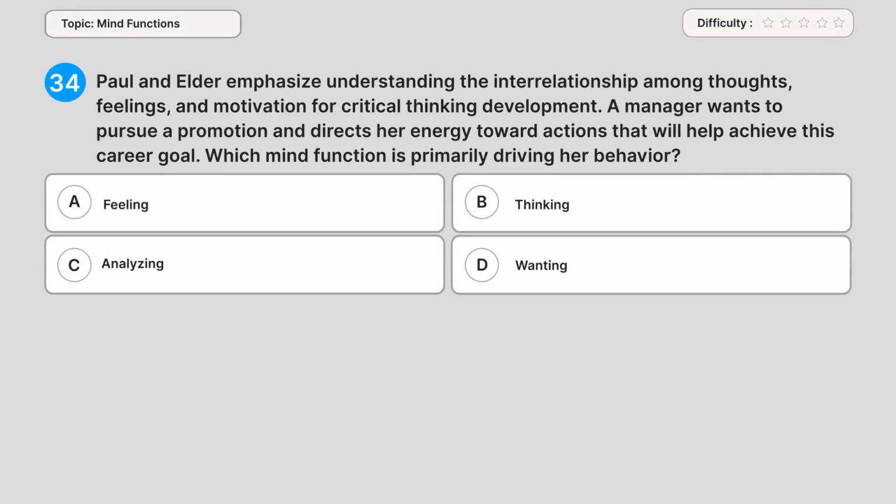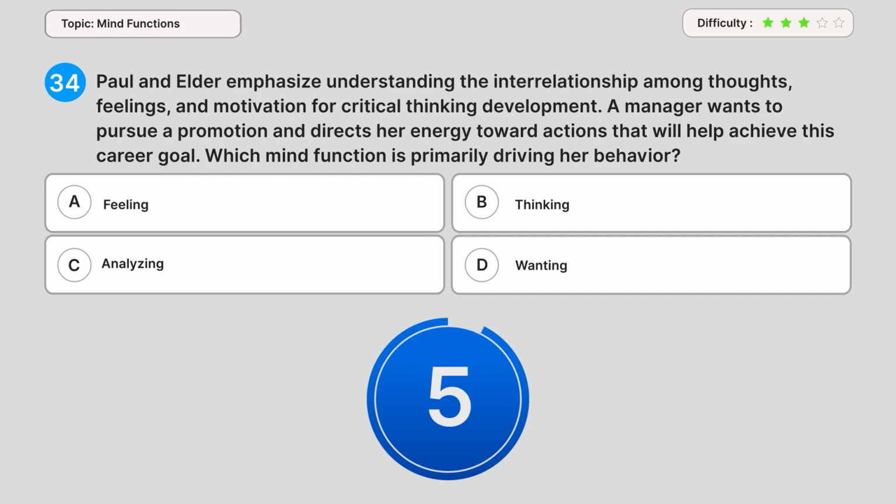34. Paul and Elder emphasize understanding the interrelationship among thoughts, feelings, and motivation for critical thinking development. A manager wants to pursue a promotion and directs her energy toward actions that will help achieve this career goal. Which mind function is primarily driving her behavior? A. Feeling. B. Thinking. C. Analyzing. D. Wanting. What do you think is the answer?